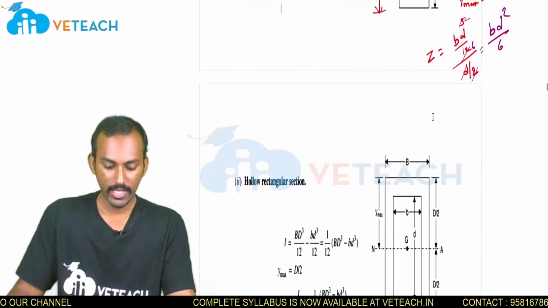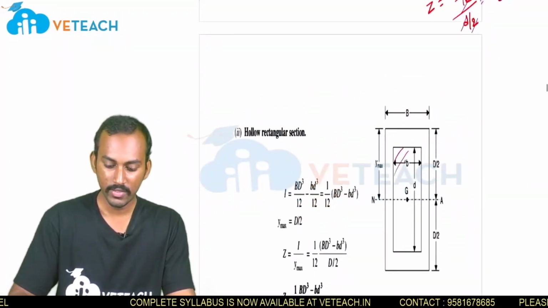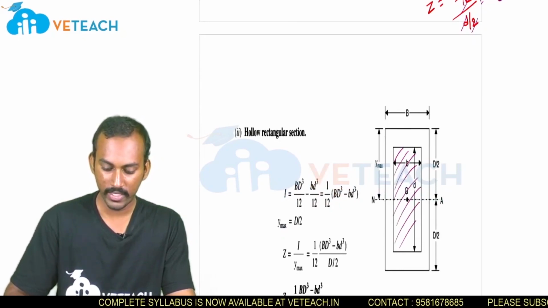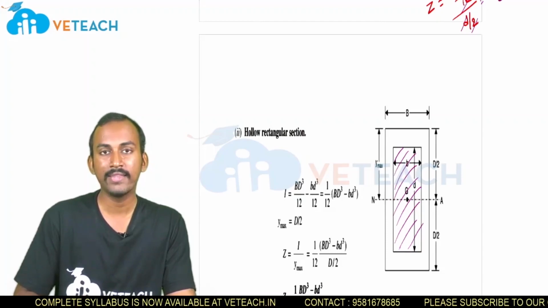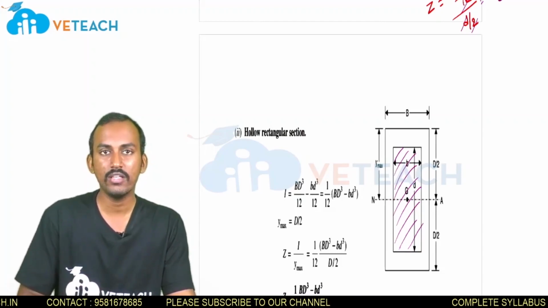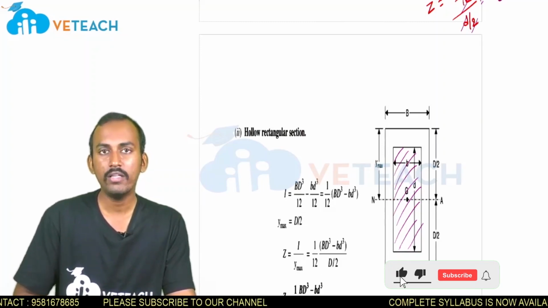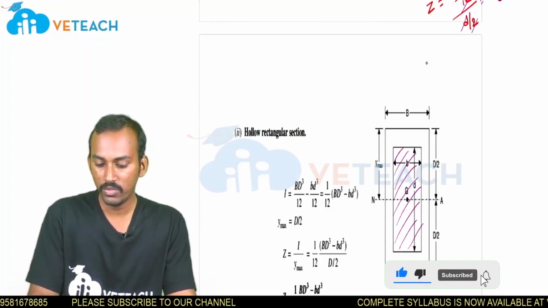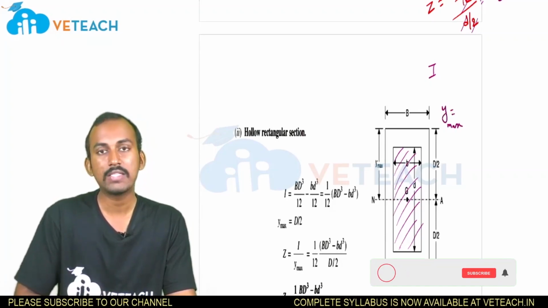Coming to the next one, the hollow rectangular section. A hollow rectangular section means this is the hollow portion, there is no material there. This is the only material. All these inclined lines indicate the hollow part. For this section, what is the Z value? For that we have to know the I value and the Y maximum value. These two values are required.